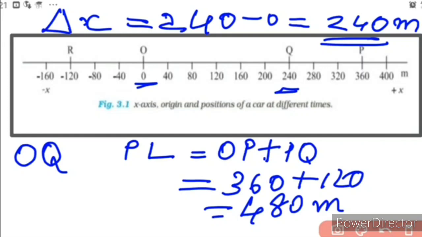So are they the same? No. But for the motion from O to P, we got both the displacement and distance to be the same. That is, the magnitude of displacement and the path length were the same. Here the magnitude of displacement is 240 meter, path length is 480 meter, both are different.